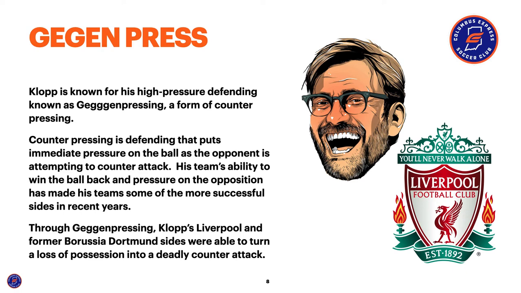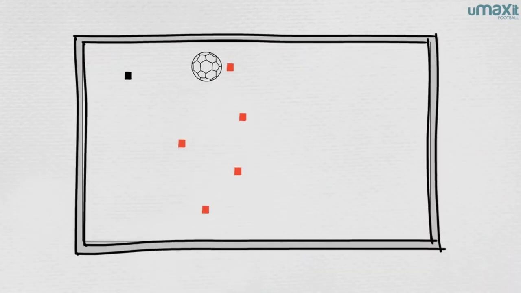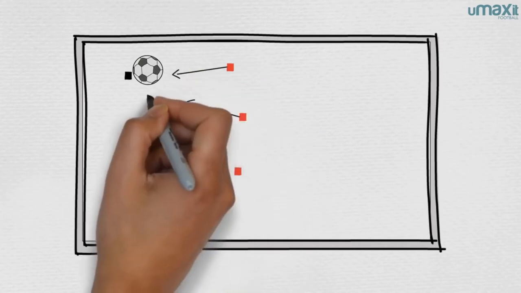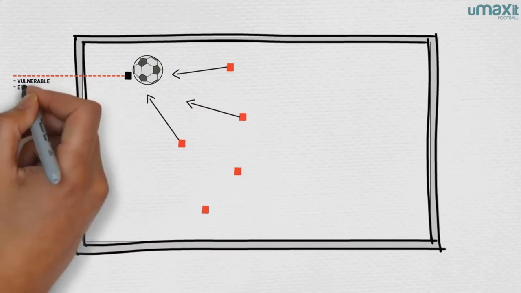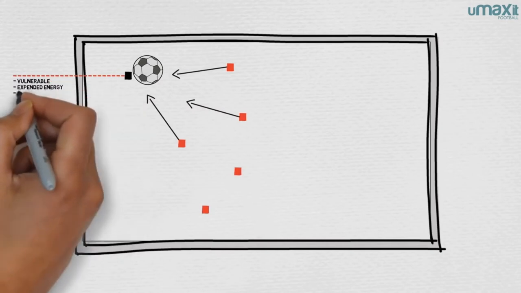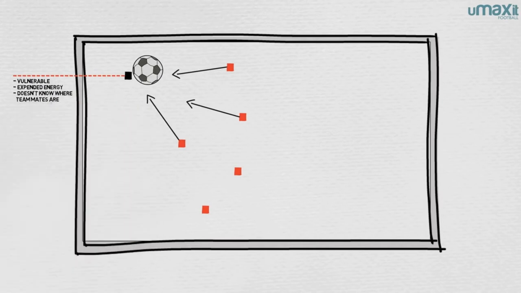Here's an example of gegenpressing. Gegenpressing is a development aimed specifically at winning the ball back as soon as it has been lost. A player who has just won the ball is vulnerable because he may still be getting the ball under control. He has just expended energy in the challenge, and he may not have had time to fully appreciate the distribution of his teammates and opponents on the pitch.